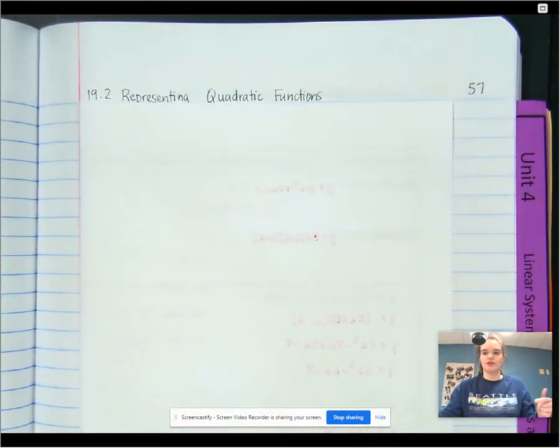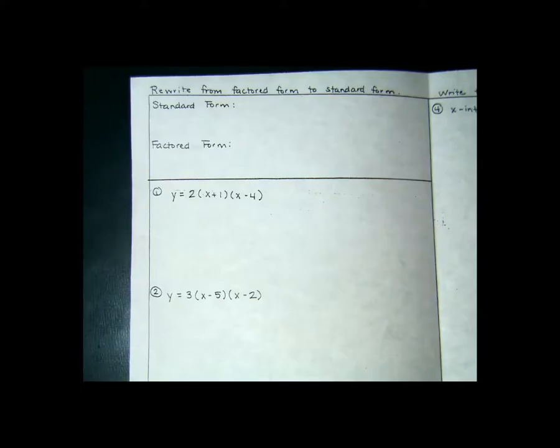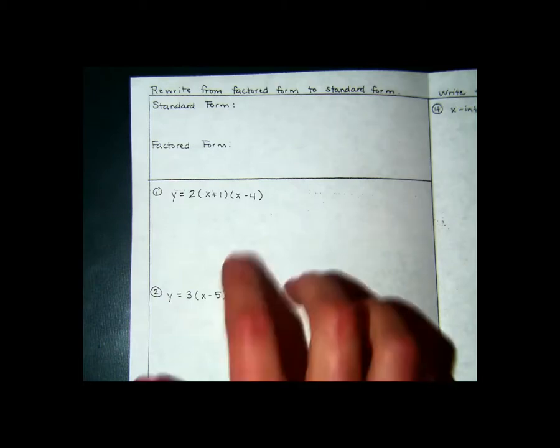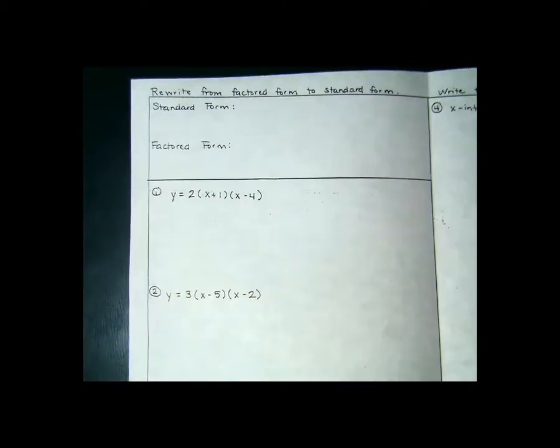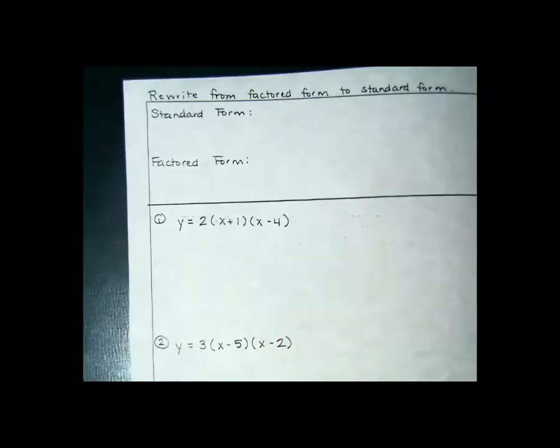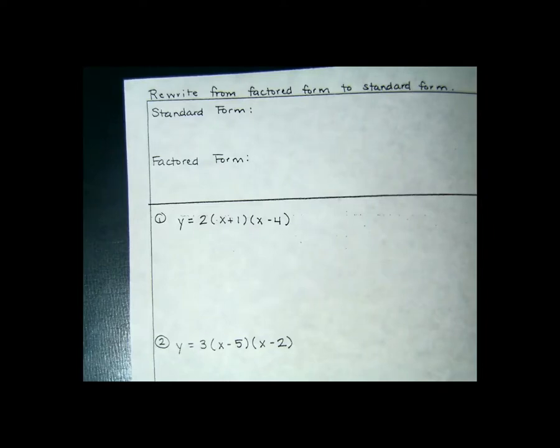Okay, now let's get started actually working these problems out. So we're doing the exact same thing where we talked about how we need to multiply our binomials together, but we are going to do it in a function now. So instead of just having this, we have y equals instead. That's the only difference. Somebody tell me what standard form is from page 50.